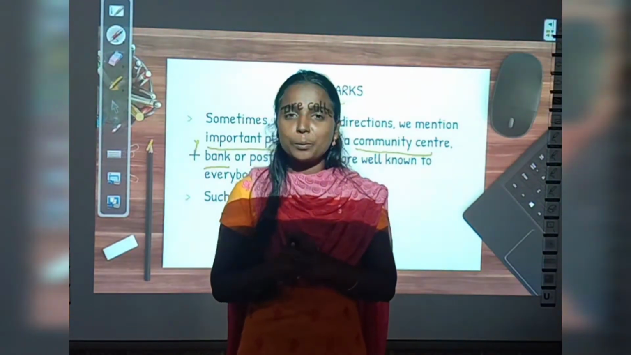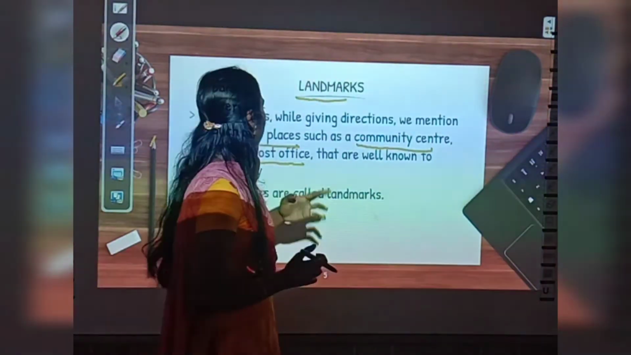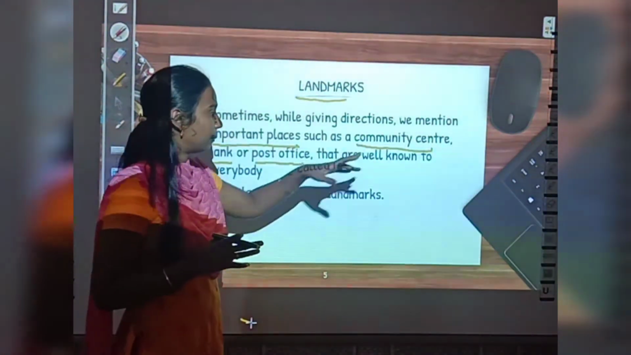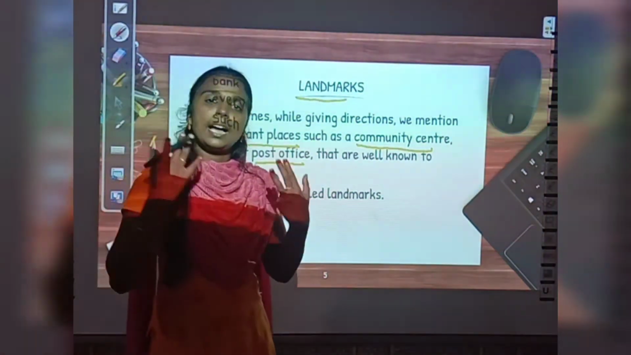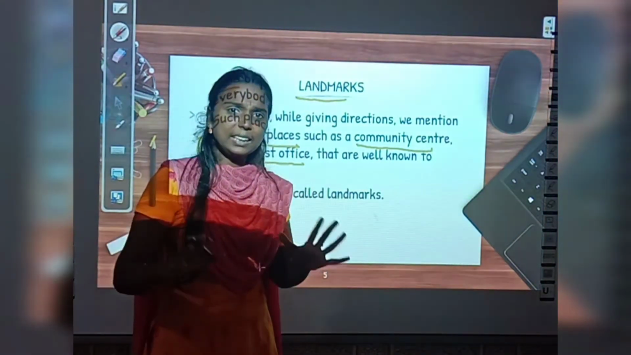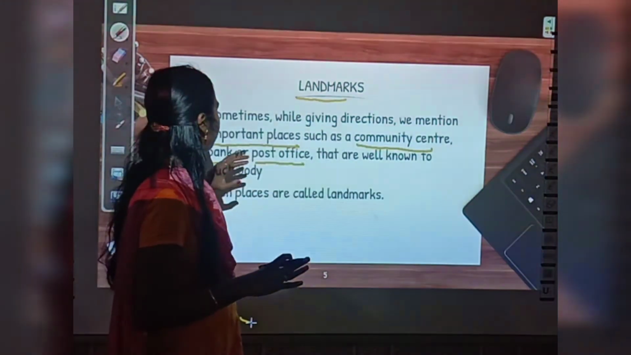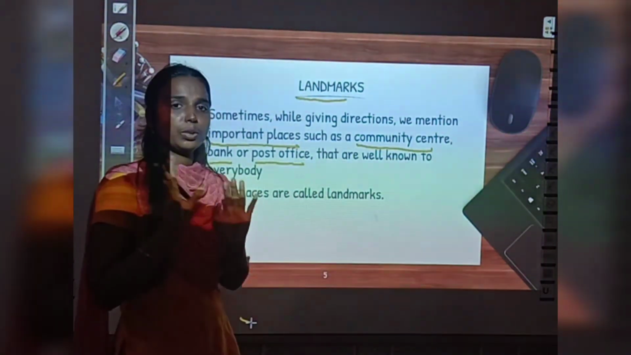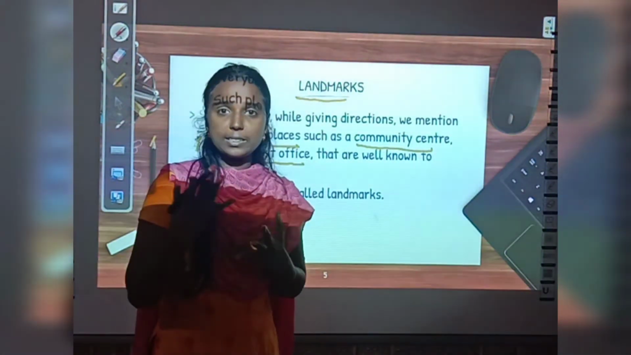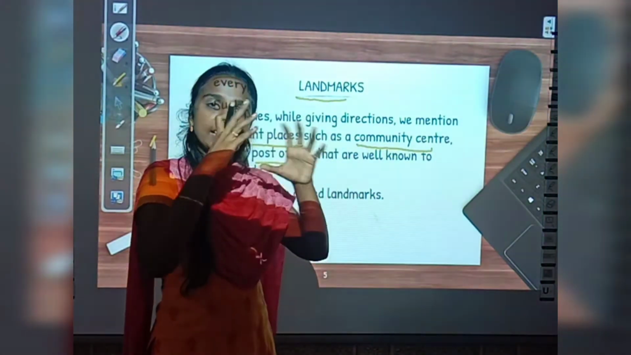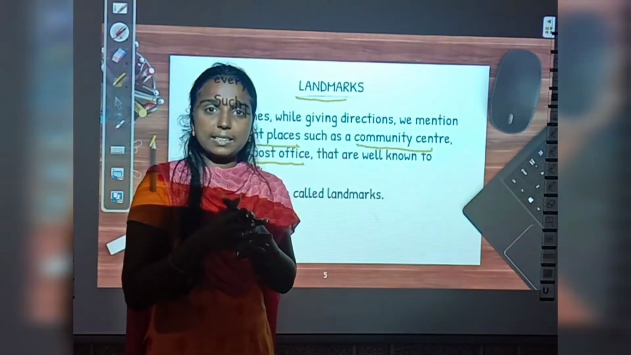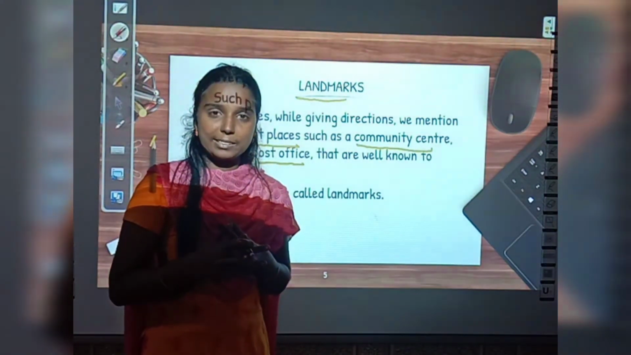Now I hope that you understood what landmarks are, right? So what are landmarks? Sometimes while giving directions, we mention important places such as a community center, bank or post office, or it may be a police station, or some bakery, or some school or some bus stop, anything, okay? Such places that are well known to everybody are called landmarks. So to reach your home also you can say something like that. There is a church or there is a temple and behind that our home is there. You will use some important landmarks, right? Those places are known as landmarks, okay?